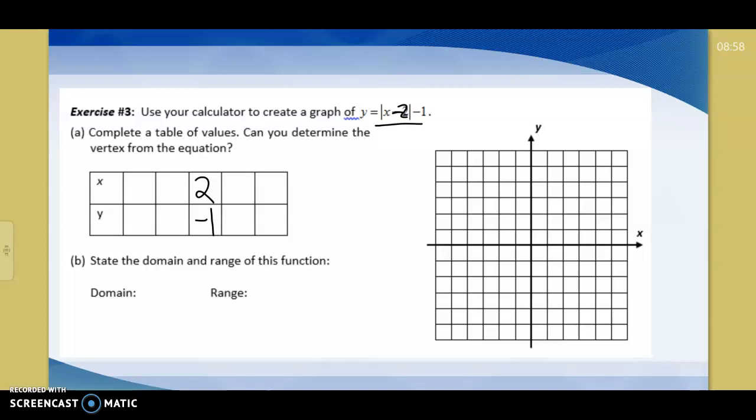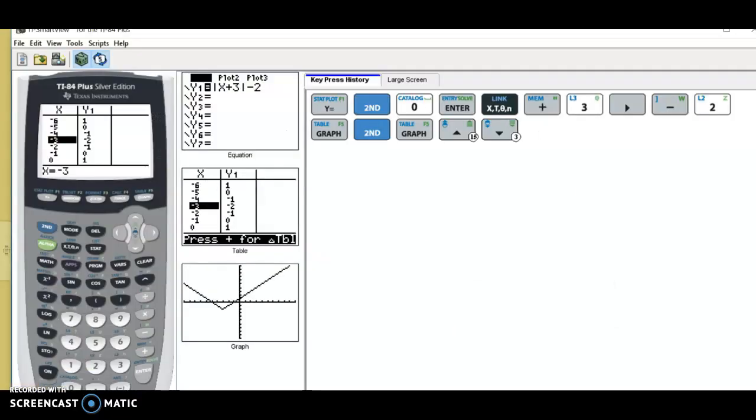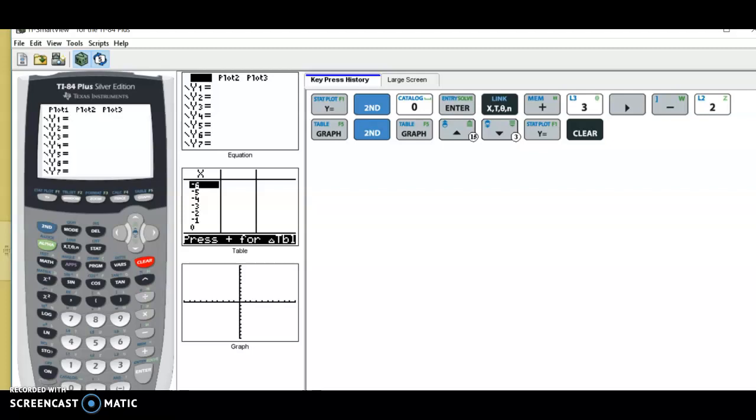From there, we can fill out the other numbers. We know that these are going to get larger, 2, 3, 4, and these are going to get smaller, 1 and 0. But let's go through the process of putting this in the calculator again so that we can graph it, okay? So in the calculator, go to y equals. You've got to clear out what you already have, so get rid of that. Again, how do you find the absolute value?